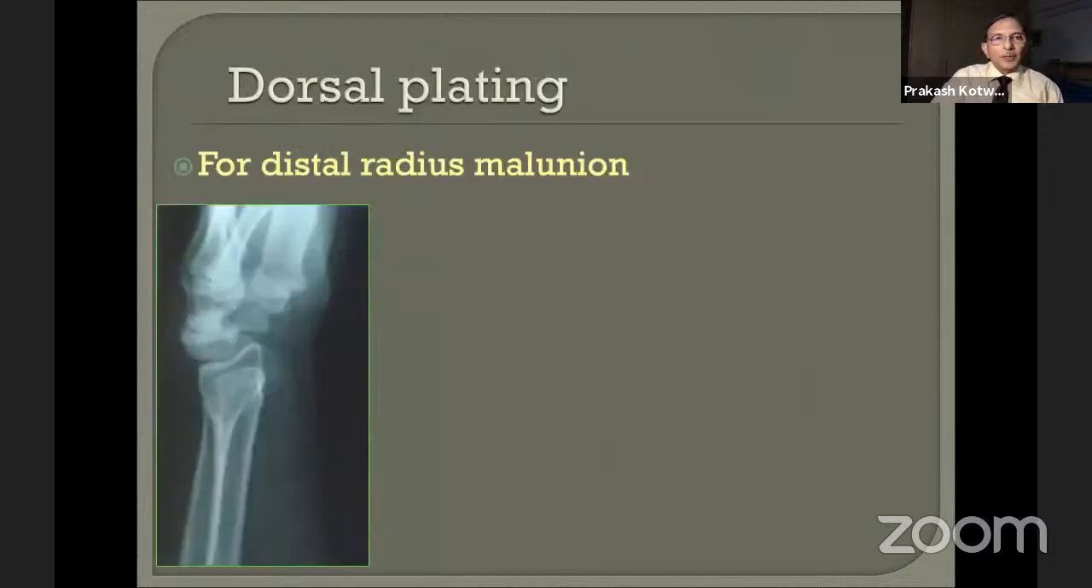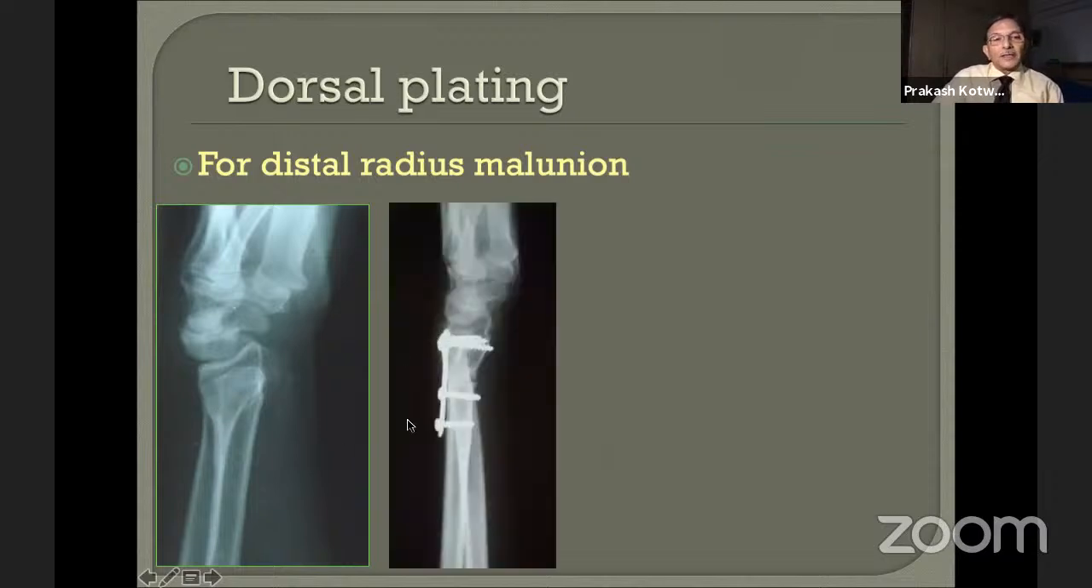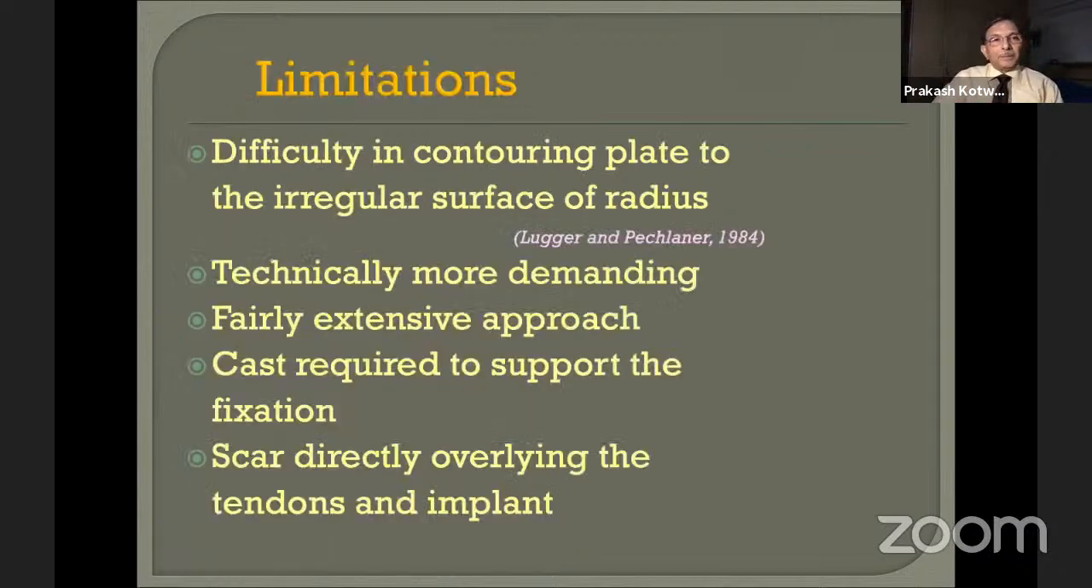after the suture removal. Another indication, Vikas Gupta has talked about it, is in the treatment of distal radius malunion. So this is a dorsally angulated malunion, extraarticular. So here you need to go from the dorsal side and do an osteotomy and fix or put a plate, or a dorsal plate, on the dorsal side. So this is another indication for doing dorsal plating.